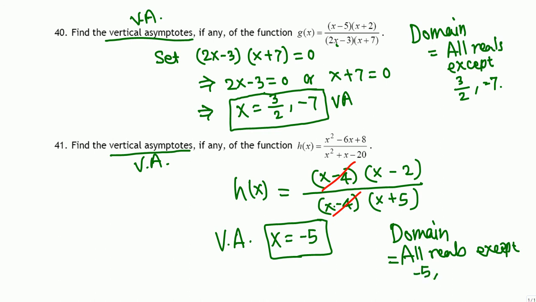Though we cancel to find vertical asymptotes, we need to include 4 for the domain, because 4 minus 4 is 0, and anything divided by 0 is undefined. So for the domain, we need to include that. But to find the vertical asymptotes, we cancel, and only x equals negative 5 is the vertical asymptote.